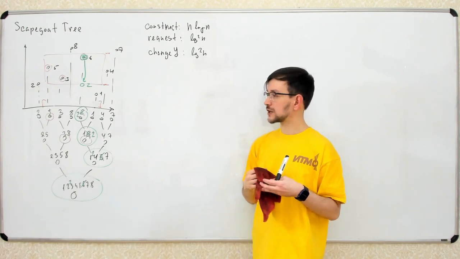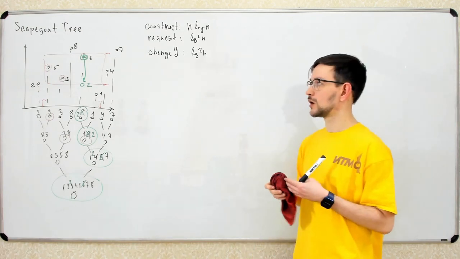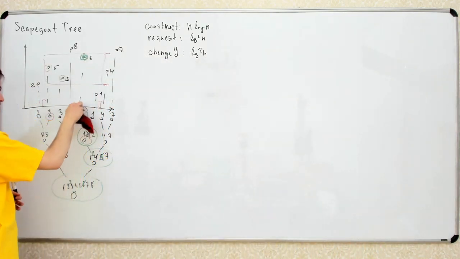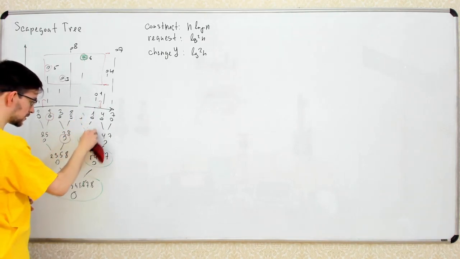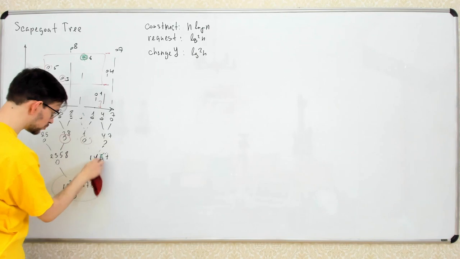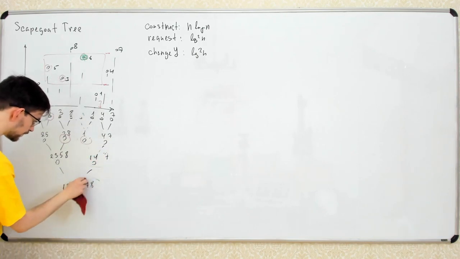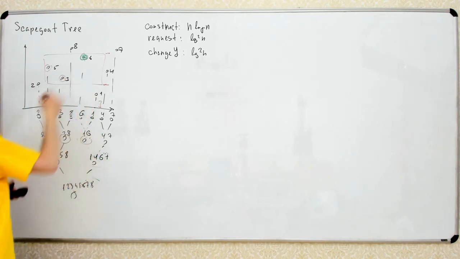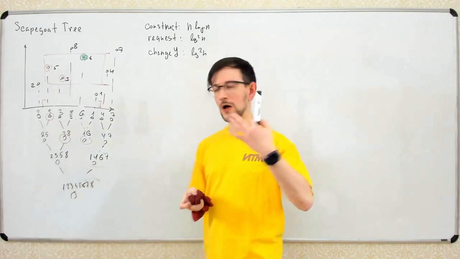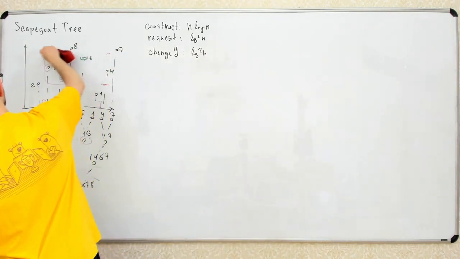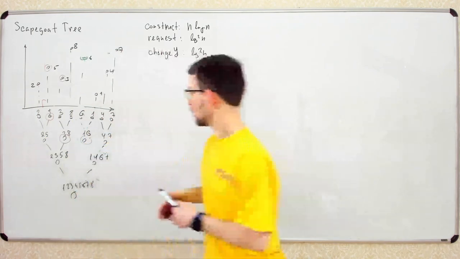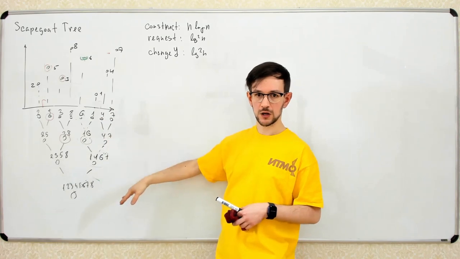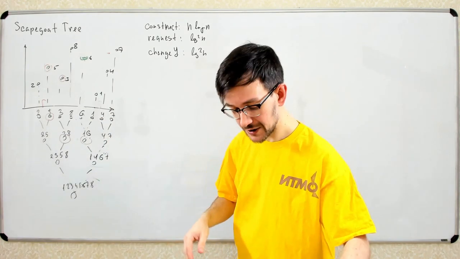Or what happens, for example, if you want to add a new point to your set? So you have these 8 points. Let me just remove these updates. So what happens if you add one new point to your set? If you add a new point to your set, you need to reconstruct this segment tree, right?